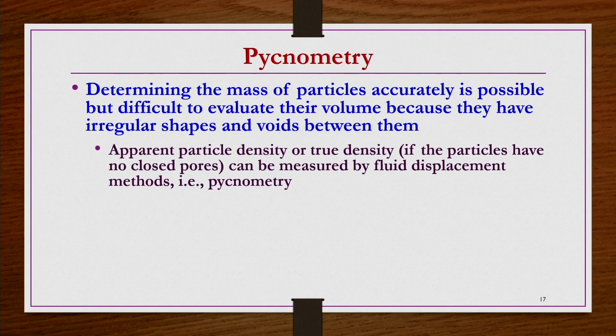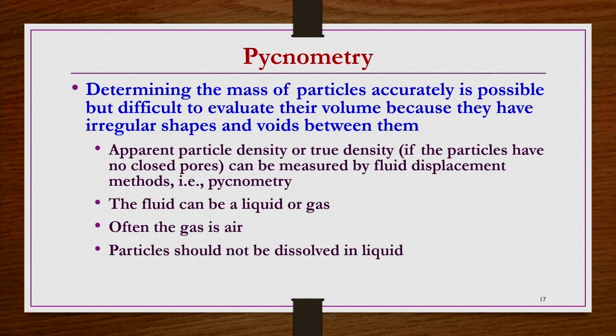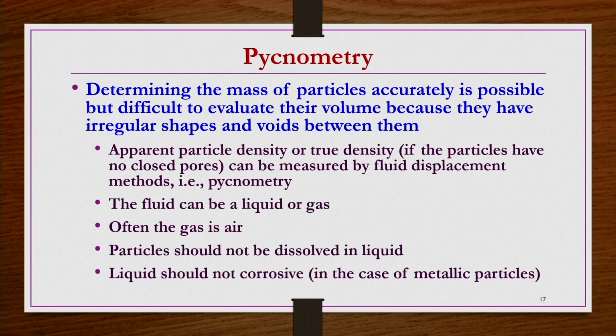If the particles have no closed pores, then the true density and apparent density are the same thing. They can be measured by the fluid displacement method by pycnometry. In pycnometry, in general liquids or gases can be used, and the gas is in general air. The liquid that you select should be such that the particles do not dissolve in it, do not react, and it should not be corrosive, for example in the case of metallic particles.